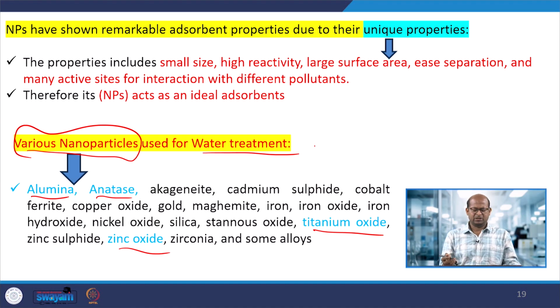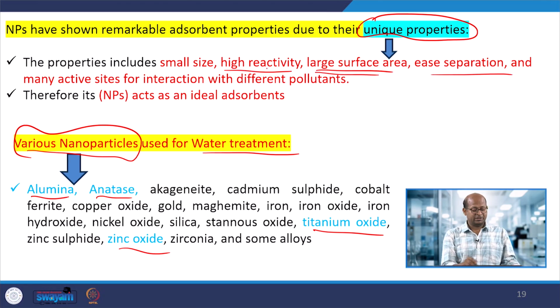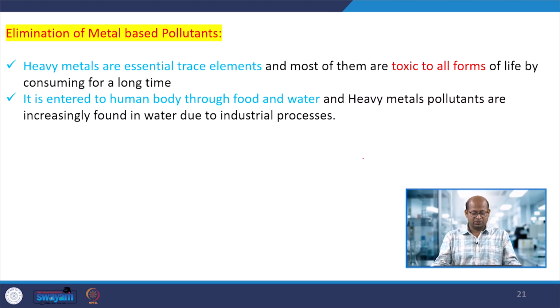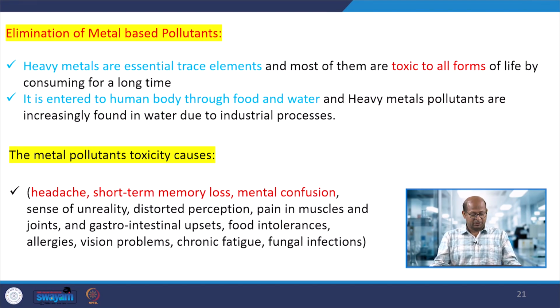Why do nanomaterials give better results for the separation of various metal ions? Because they have large surface area, easy separation, high reactivity, and small size. Sometimes small size is good for the separation of those ions, and sometimes it also has an adverse effect due to the small size, which we will discuss. Now, the elimination of metal-based pollutants from wastewater: how can we use nanomaterials to separate out the pollutants present in wastewater?